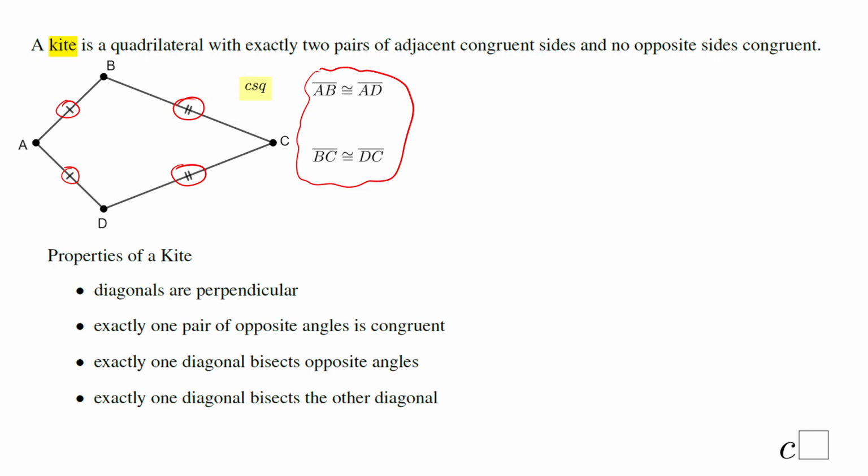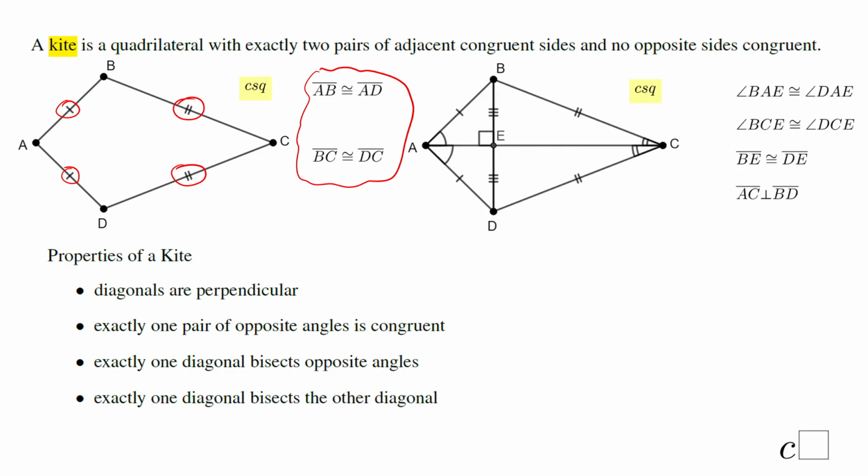So what is about the kite? We have these properties. The diagonals are perpendicular. Exactly one pair of opposite angles is congruent. Exactly one diagonal bisects opposite angles, and exactly one diagonal bisects the other diagonal. You see all these properties here. Diagonals are perpendicular. You can see the right angle right here.